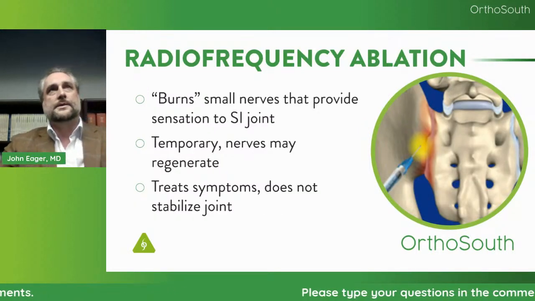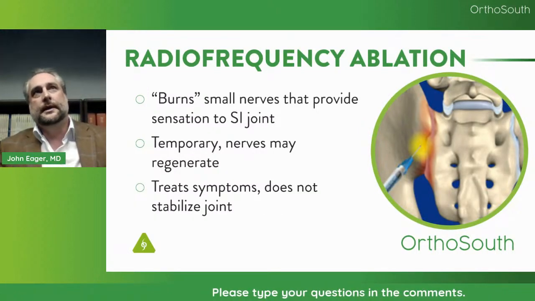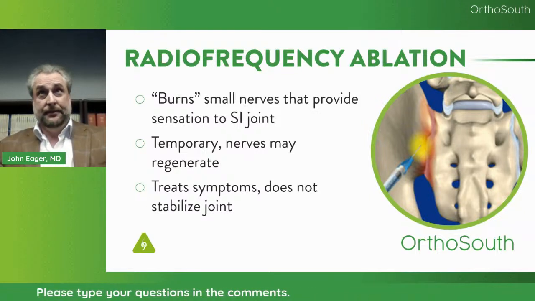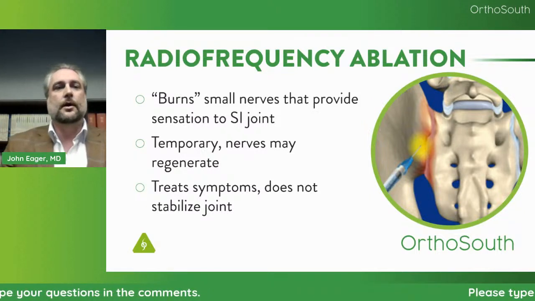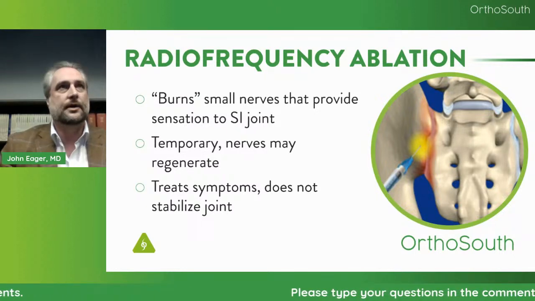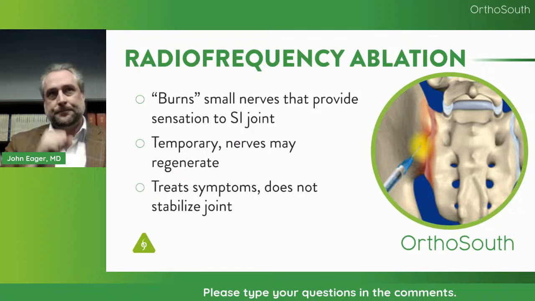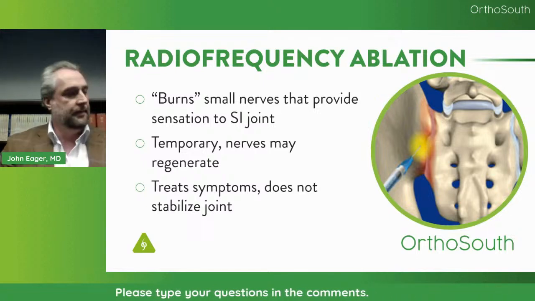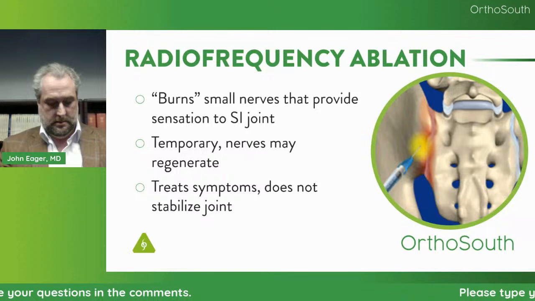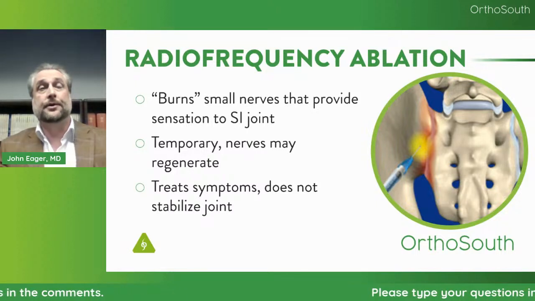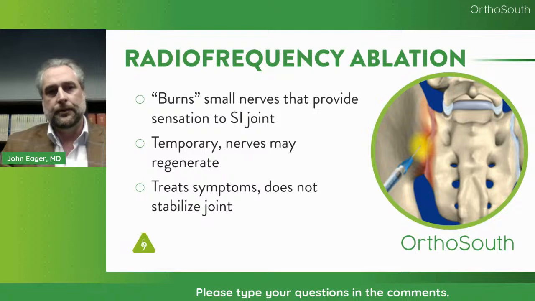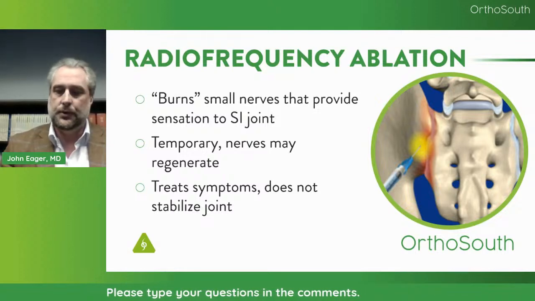And here, the radiofrequency ablation, colloquially, is burning the small nerves that provide sensation to the SI joint. And the small nerves that provide sensation are variable. There's some coming from the lumbar plexus, the sacral plexus. This modality is temporary, much like an injection, and the nerves can regenerate over a period of time. Again, this is treating the symptoms of SI joint related pain and not stabilizing the joint in any manner.